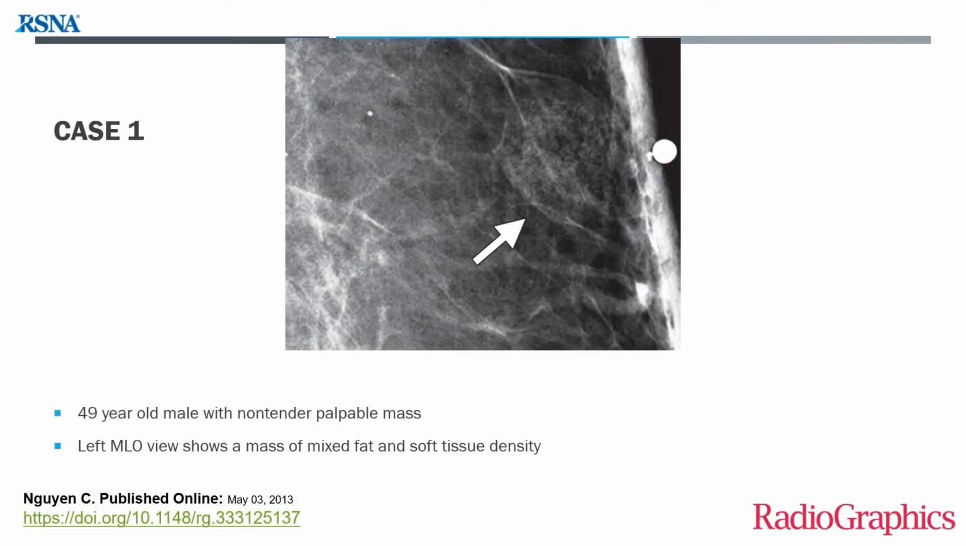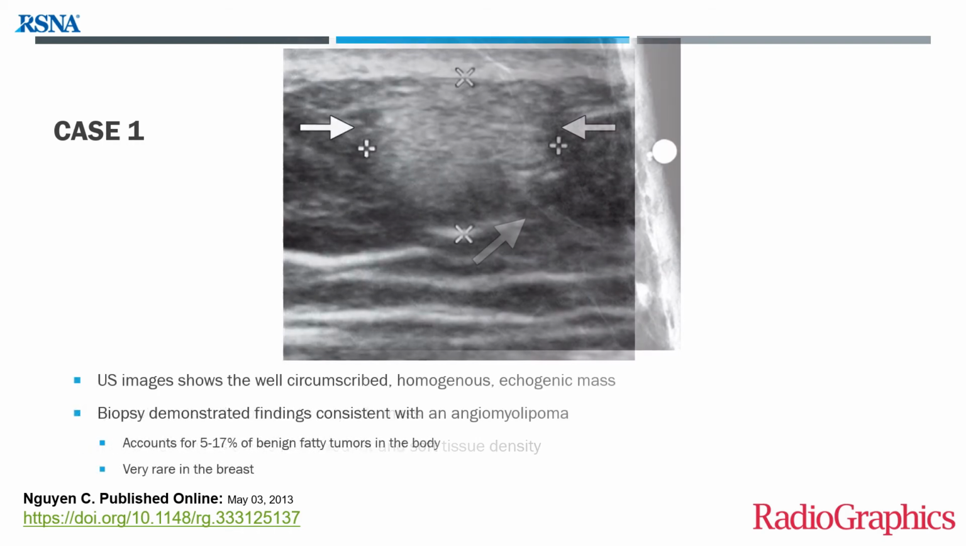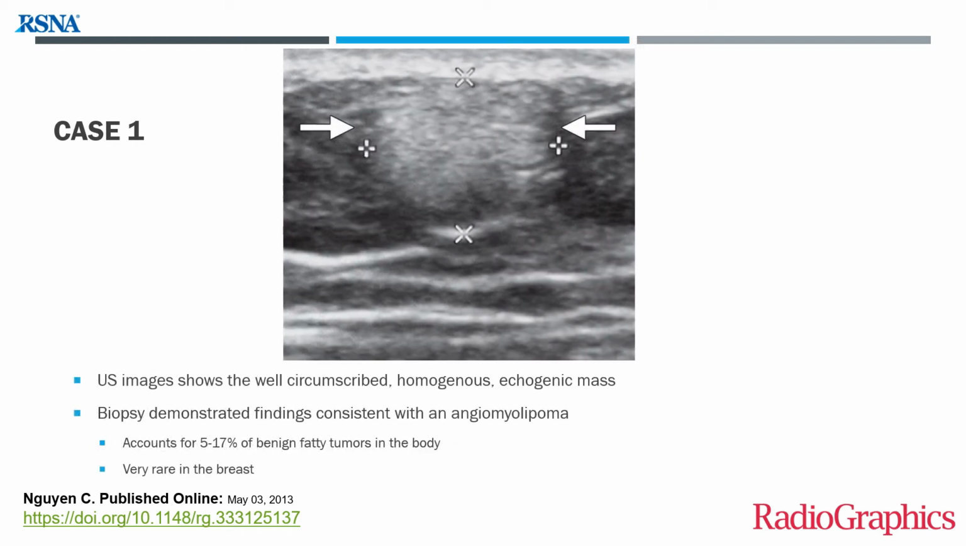In case 1, we have a 49-year-old male with a non-tender palpable mass. Left MLO view shows a mass of mixed fat and soft tissue density. Ultrasound images showed a well-circumscribed homogeneous echogenic mass. Biopsy demonstrated findings consistent with an angiomyolipoma. This accounts for about 5 to 17% of benign fatty tumors in the body, but they are very rare in the breast.